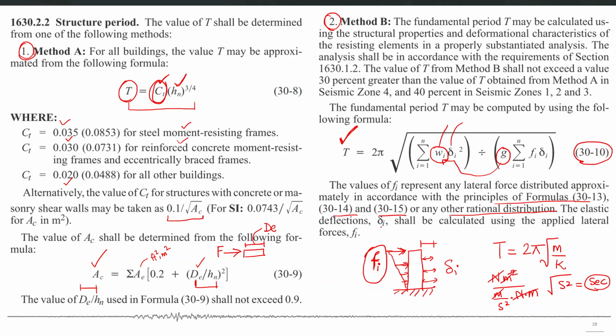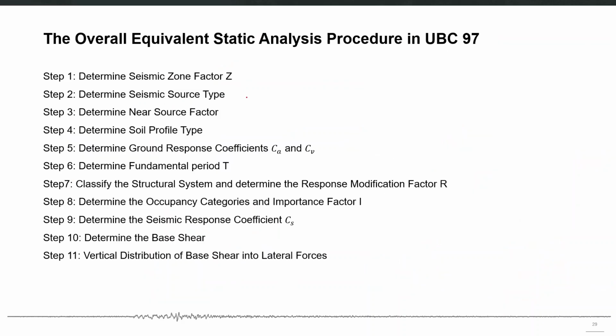But anyways, most of the times we will be using this method A. Most of the practicing engineers prefer this method A because this is a simple expression and is also applicable to most buildings. If you are talking about moment resisting frames, then you use this expression, and if you have shear walls also, you have this value of CT from this expression and then use the same formula. So the capital T, or time period, will basically be determined from this expression.